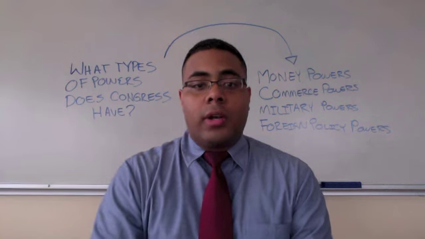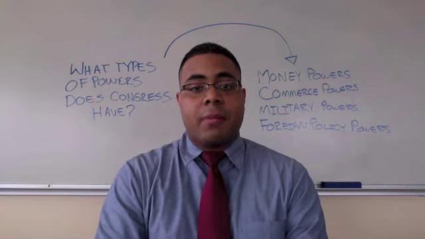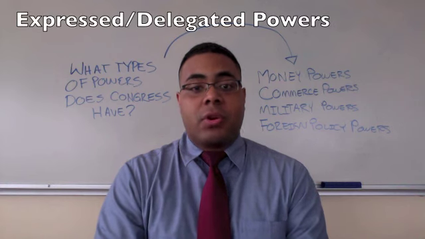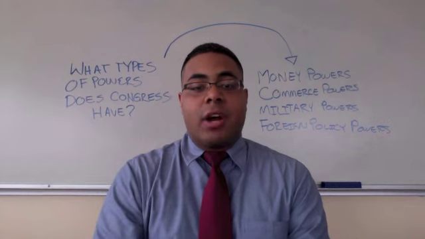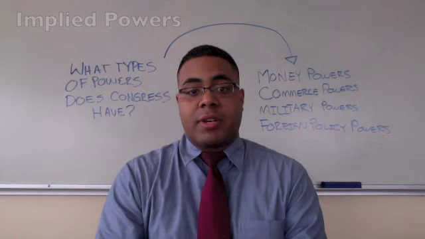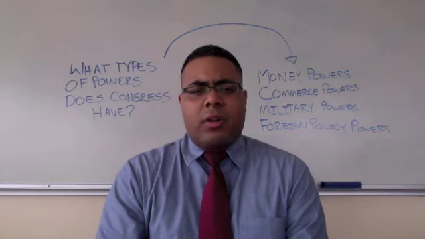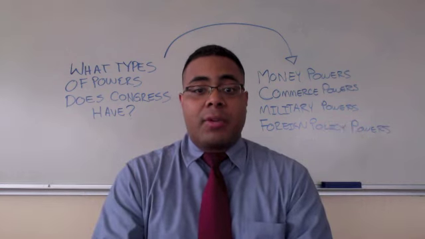We're going to get started on this next lesson talking about legislative powers. Now, Article 1, Section 8 of the Constitution lists Congress's specific or expressed powers. These are also called delegated powers. Clause 18 is going to give Congress implied powers to do whatever is necessary and proper to carry out the expressed powers. This is often called the elastic clause because it allows Congress to stretch its powers to meet the needs.